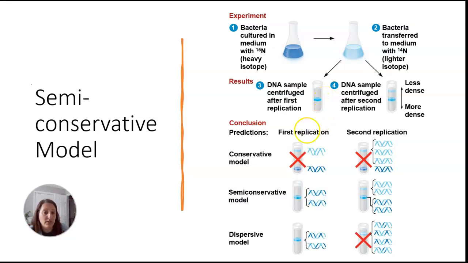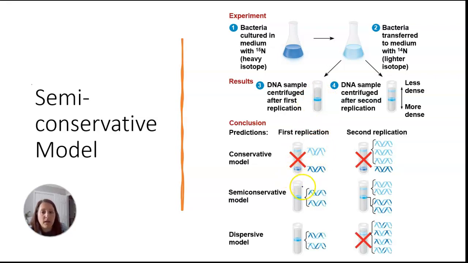Okay, so let's come down here to predictions. If the conservative model were correct, then after the first round of replication, you would have two bands, one at the top showing the new DNA made of just light nitrogen, and one down here towards the bottom showing the old or original DNA made up of two strands, both containing heavy nitrogen. That is not what they found. So off the bat, we can cross that out.